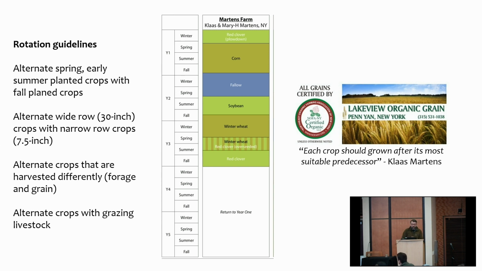But thinking about the strategic integration of different crops and putting them together in a sequence is something that I think quite a bit about. How do we do this, especially with our organic no-till work? Some guidelines from Chuck Mohler in the book: you want to be alternating spring and early summer planted crops with fall planted crops. That may be pretty obvious. Alternating wide row, 30-inch row crops with narrow row crops, right? So row crops with small grains, okay? Crops that are harvested differently, so forage crops and grain crops. And if you can integrate livestock, that is even better, right? So these basic strategies are really, really important, okay?